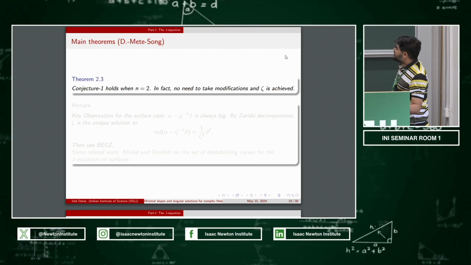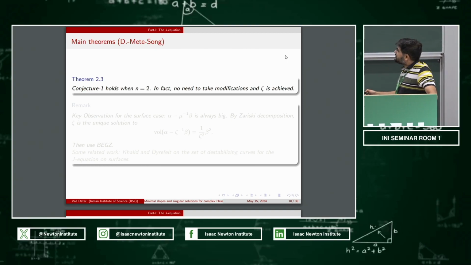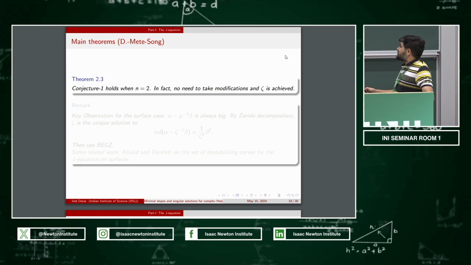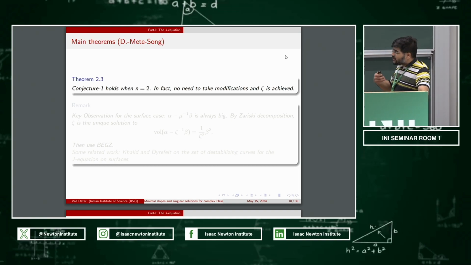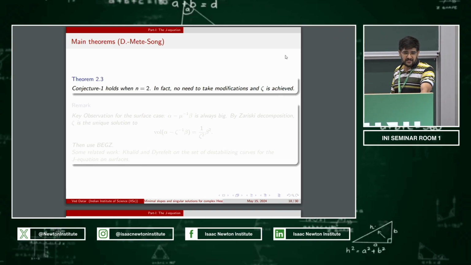Okay, so the first theorem, this is joint work with my student Ramesh Mete and Jian Song. Our first theorem is that, in fact, our conjecture holds in the surface case. And in the surface case, you actually do not need to take any modification. So you can actually compute this minimal slope by just taking divisors on your Kähler surface.